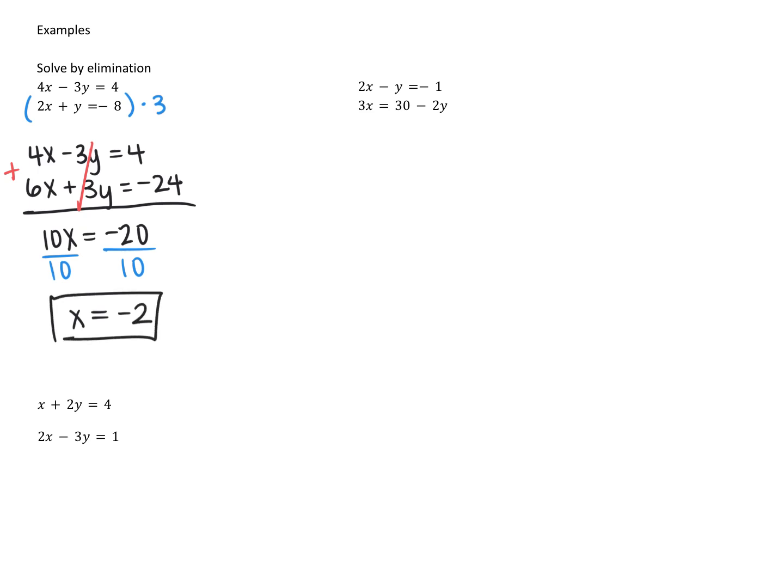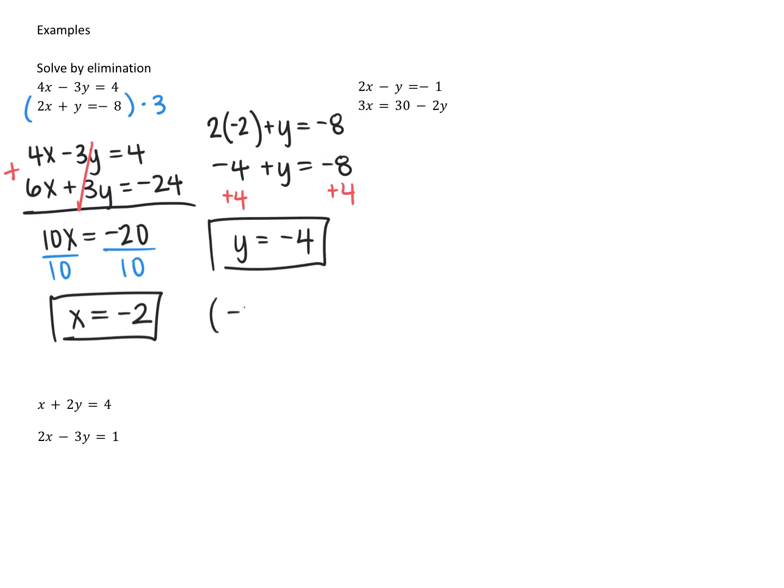Now that I know x, I go back to one of the original 2 equations to plug it in to solve for y. Again, I try to avoid negatives when I can here, so I'm going to plug it into the second equation because y is just already a 1y. So we have 2 times negative 2 plus y equals negative 8. So 2 times negative 2 is negative 4. And then we will add 4 to both sides. And we get that y equals negative 4. So as a point, that is negative 2 comma negative 4.